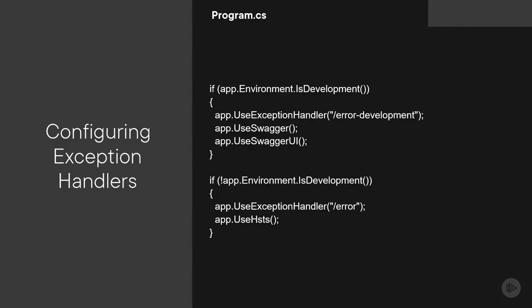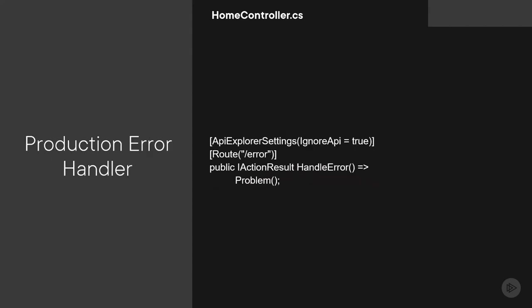When something goes wrong in your Web API application, you want to make sure the client is informed appropriately. Usually, in production, you will want to expose less detailed information than in development. You can configure explicit exception handler endpoints for development and production environments to ensure that your API uses a consistent approach to error handling. For the production environment, the default error handler should avoid providing any details. You just need to define its route and tell Swagger not to include it as part of the set of endpoints to be documented. Using the API Explorer settings ignore API equals true attribute handles this for you.